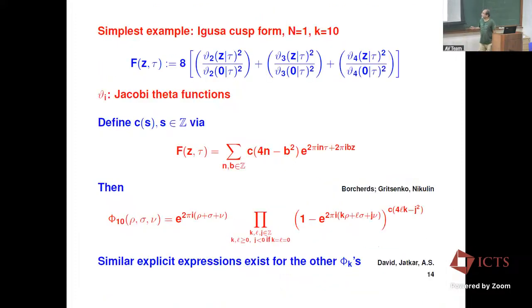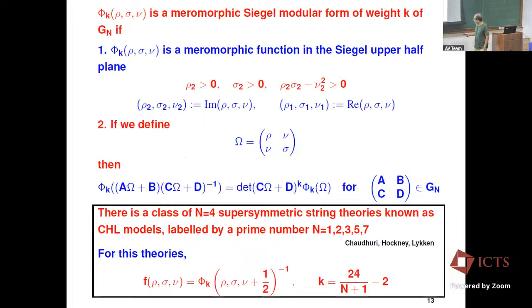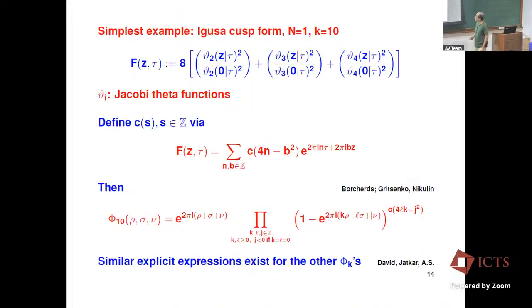Okay, so we'll consider the simplest example where I'll explicitly give the Siegel modular form that appears. That's known as the IISER cusp form. This corresponds to the case n equal to 1, which corresponds to k equal to 10. So it's a weight 10 modular form.